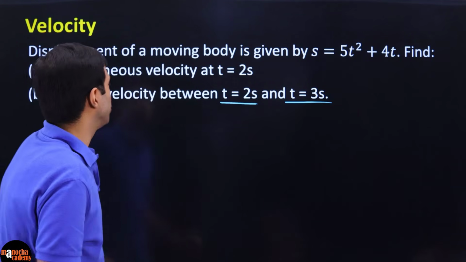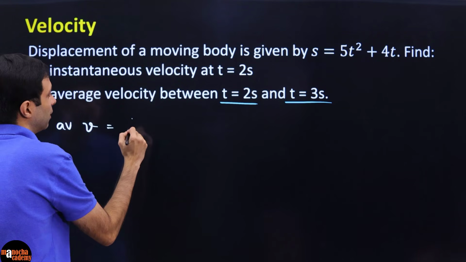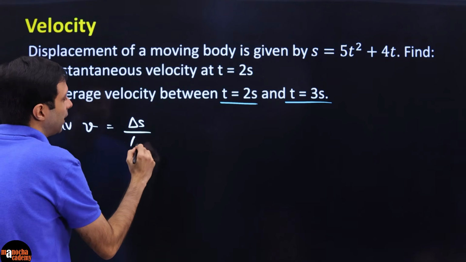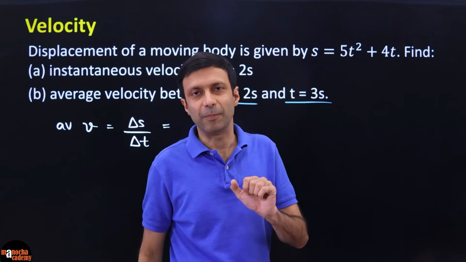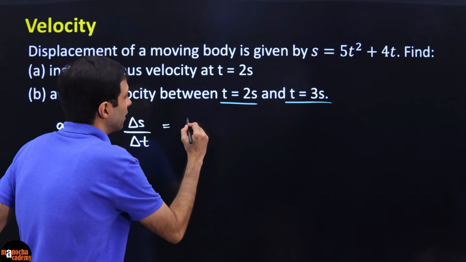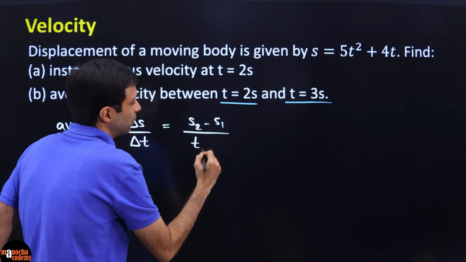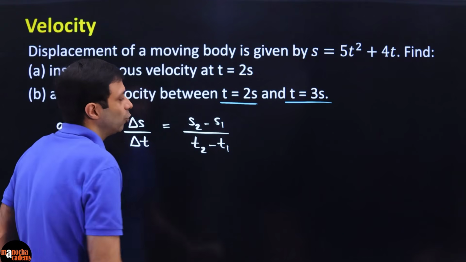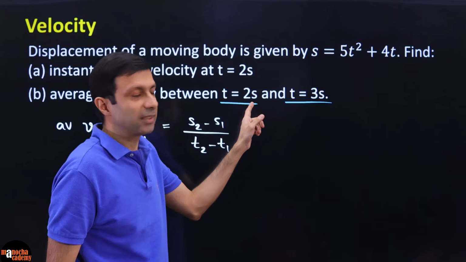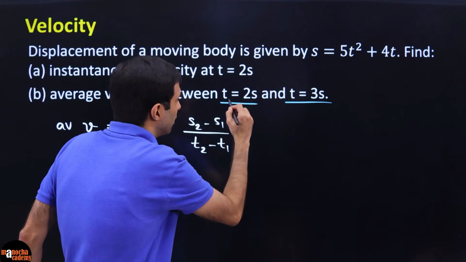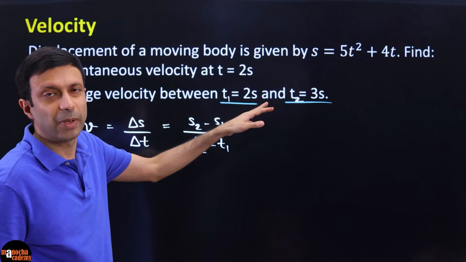So for that, we are going to use the average velocity formula. My average velocity formula is delta S by delta T, change in displacement by change in time. So we can write that as S2 minus S1, the change in displacement, divided by the change in time, T2 minus T1. Now what is the time here? T1 is 2 seconds and T2 is 3 seconds, right? That is the time which has been given here.